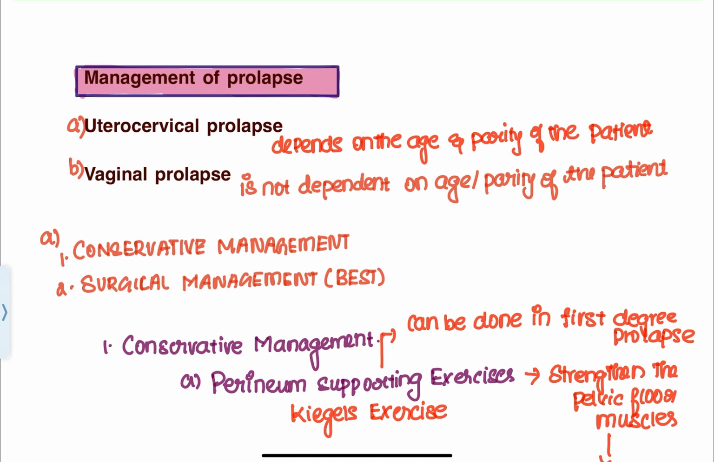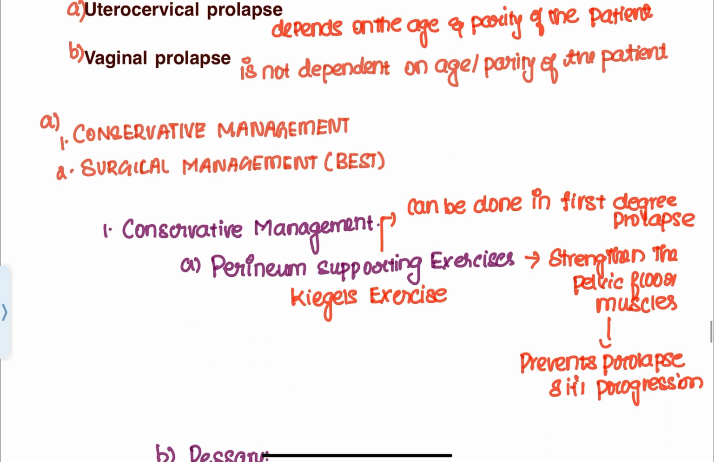Fine. Now let's start with uterocervical prolapse management. When considering the management of uterocervical prolapse, we have both conservative management and surgical management. Out of the two, which is the best? Surgical management is the best of the two. Conservative management can be done in the early stages of prolapse, like in first degree prolapse.